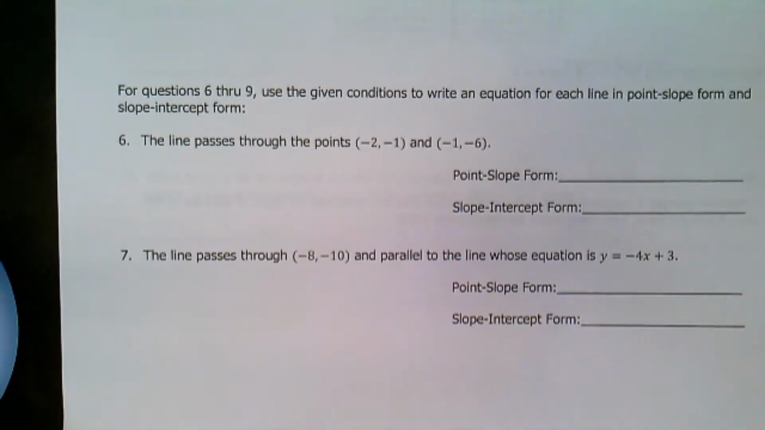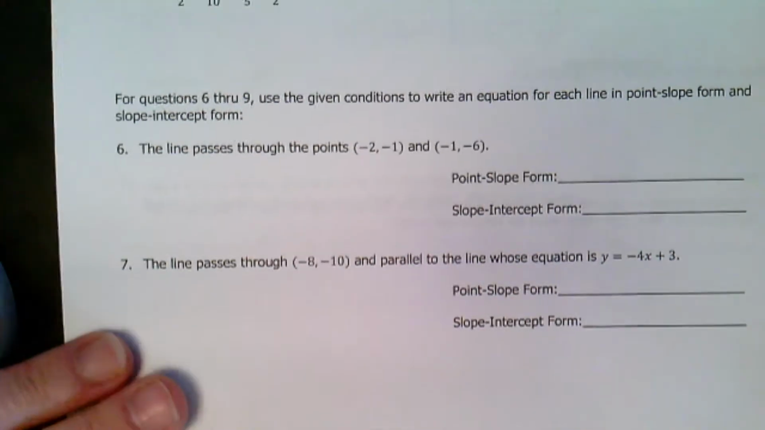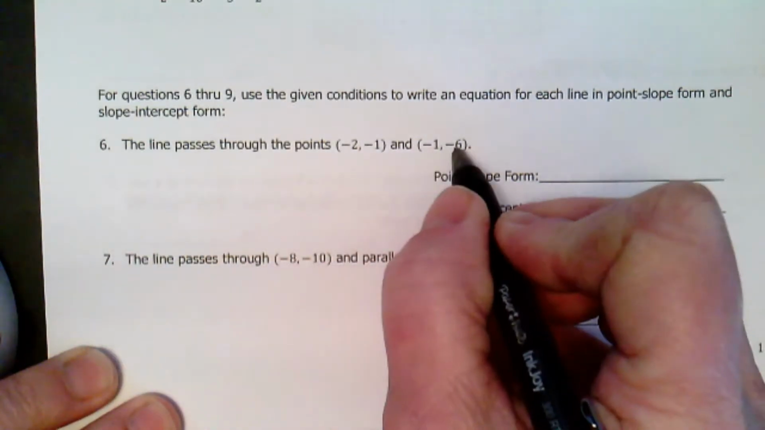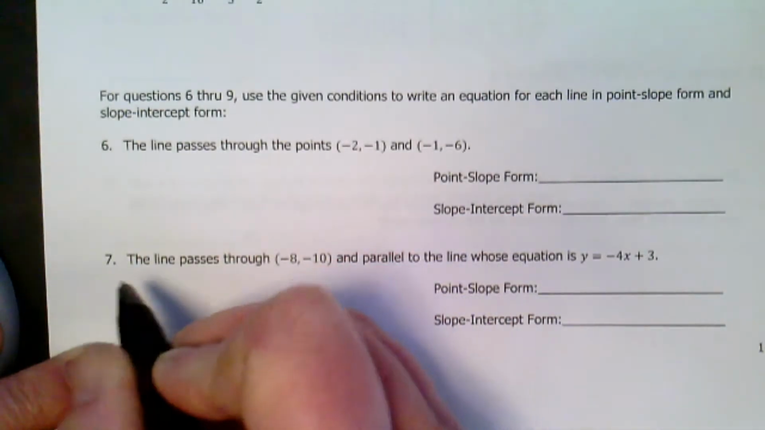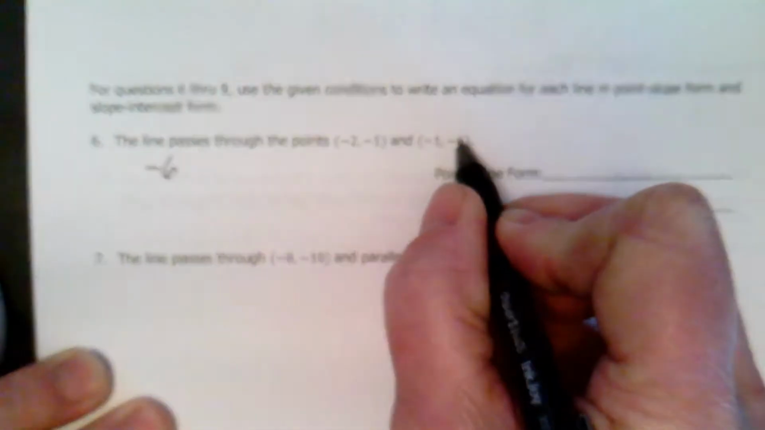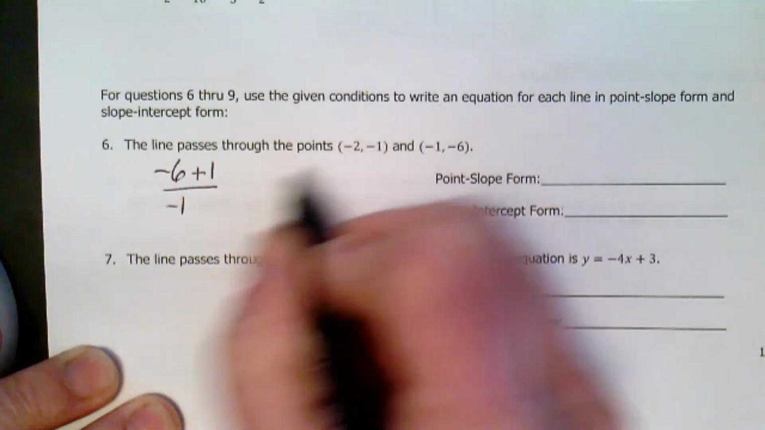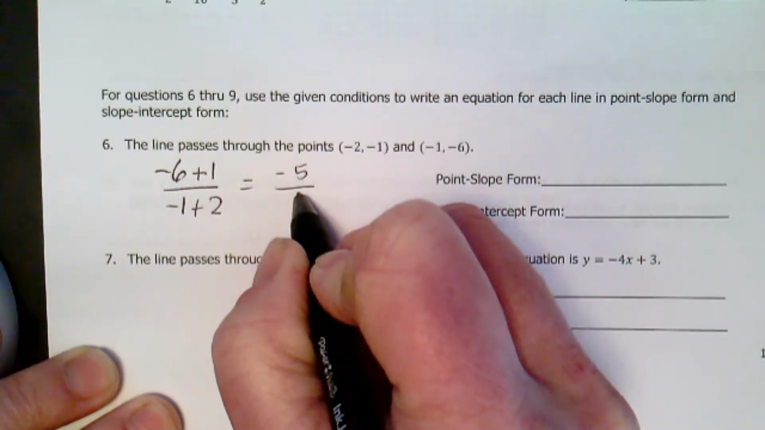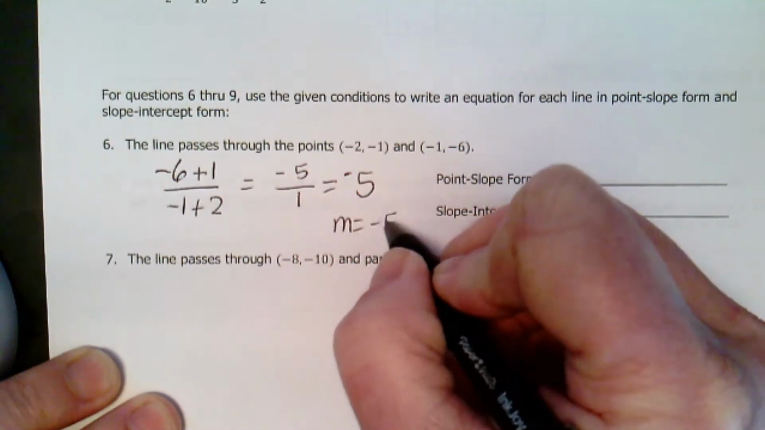Alright, so number 6, the line passes through -2, -1, and -1, -6. So they gave us the point, now we just need to find the slope. And then we can find the slope by doing y2 minus y1, and x2 minus x1. So 2 minus 1, 2 minus 1. So our slope is -5.